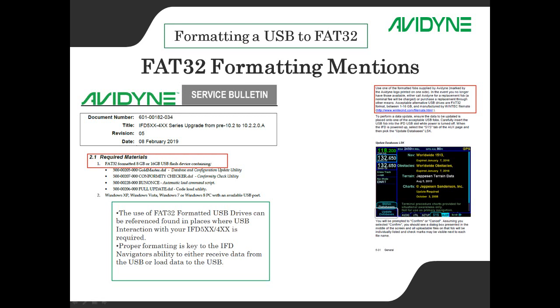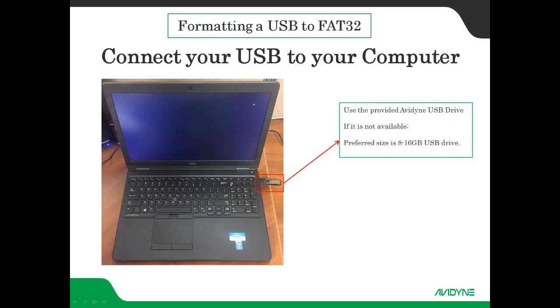So now let's go through a step-by-step on how to properly format a USB drive to FAT32. First, you want to insert your USB stick into your computer's USB port. That's pretty self-explanatory. For IFD 5 and 4 series navigators, we always recommend an 8 to 16 gig USB drive. That is the preferred size for the USB stick.